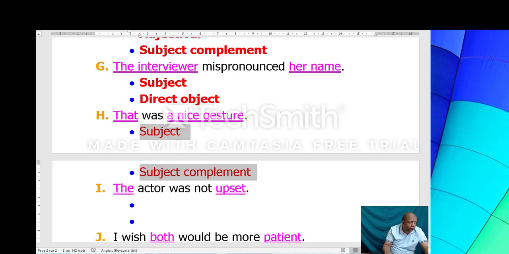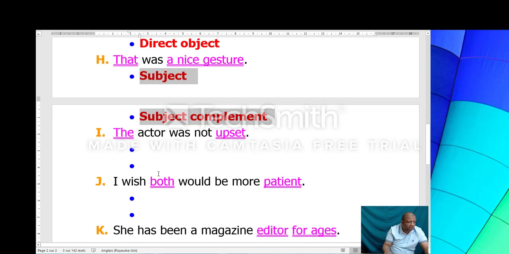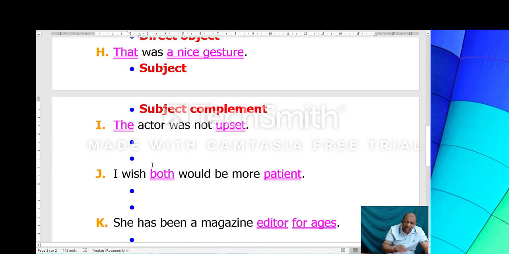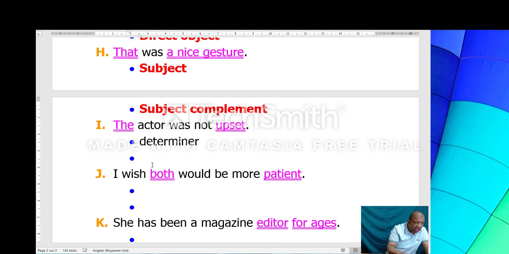The, an article in nature, but in function here it is determiner. So an article in nature becomes a determiner in function. Upset, also subject complement here. The same rule that we have seen.